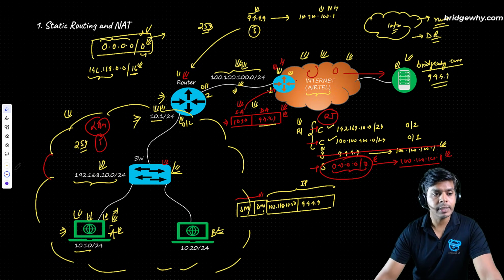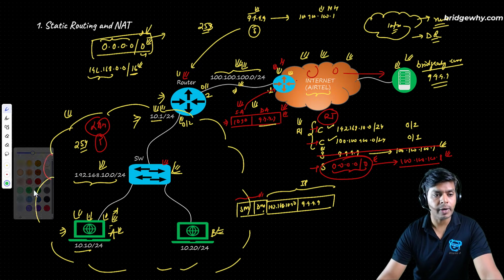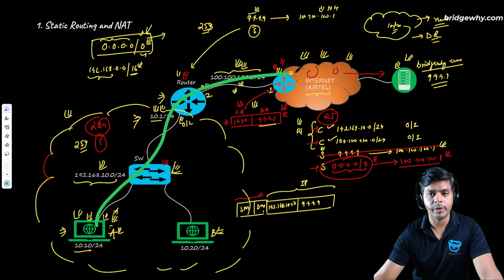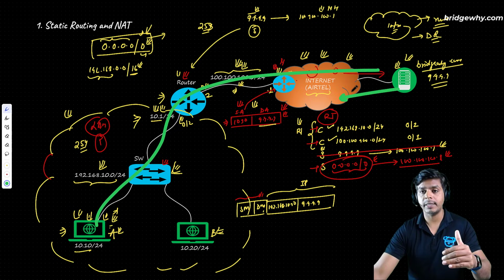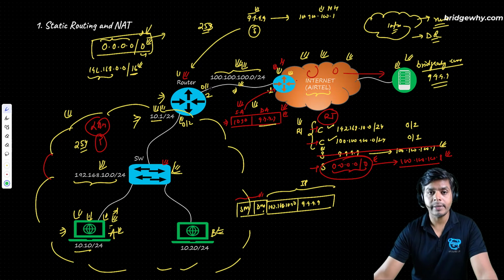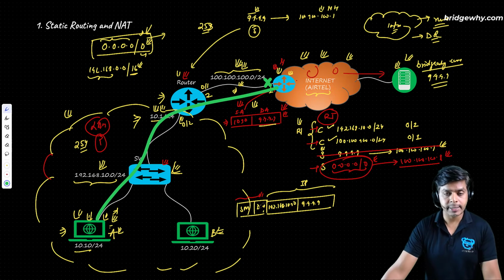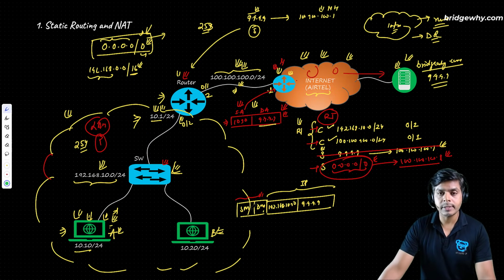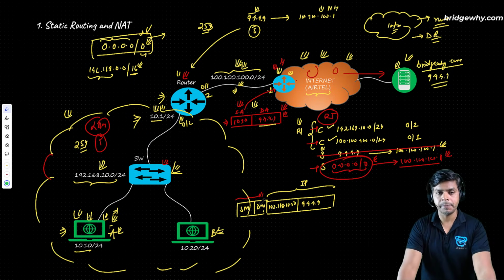And the reason is this packet can be forwarded by Airtel for sure because the destination is public, which is 9.9.9.9. But when bridgewhy.com returns it, the Airtel network has to deliver it to the 192.168 range, which is the private address range, and Airtel doesn't know about it. That's why, to begin with, when this packet reaches right here, Airtel is going to drop it because the source address is actually a private address.